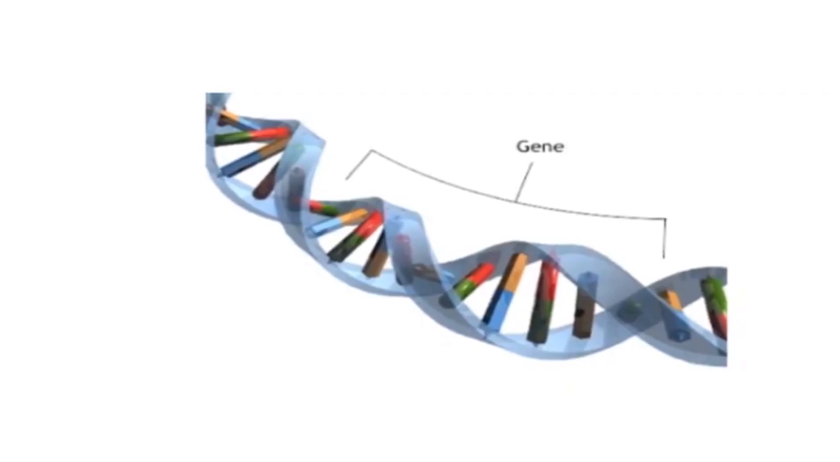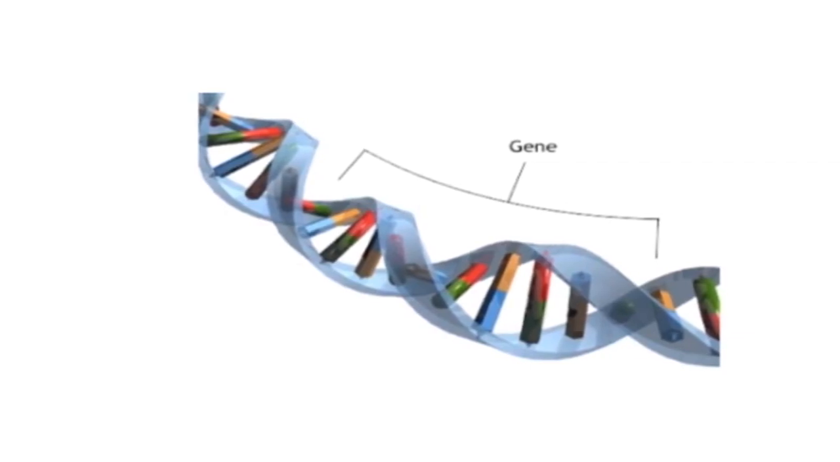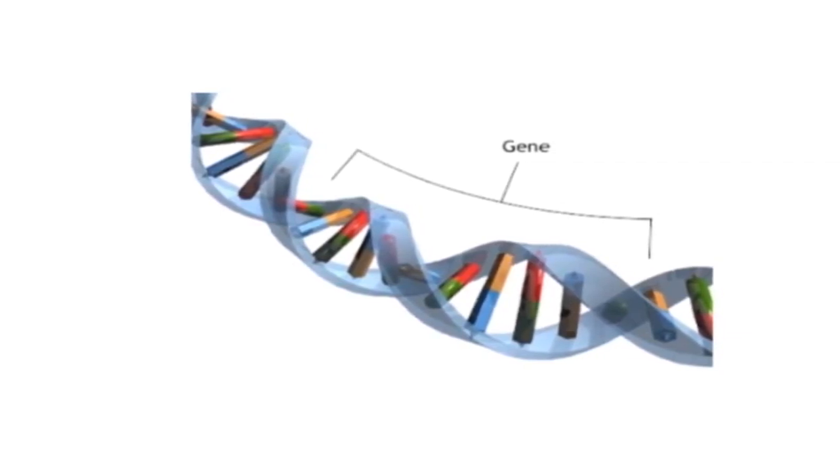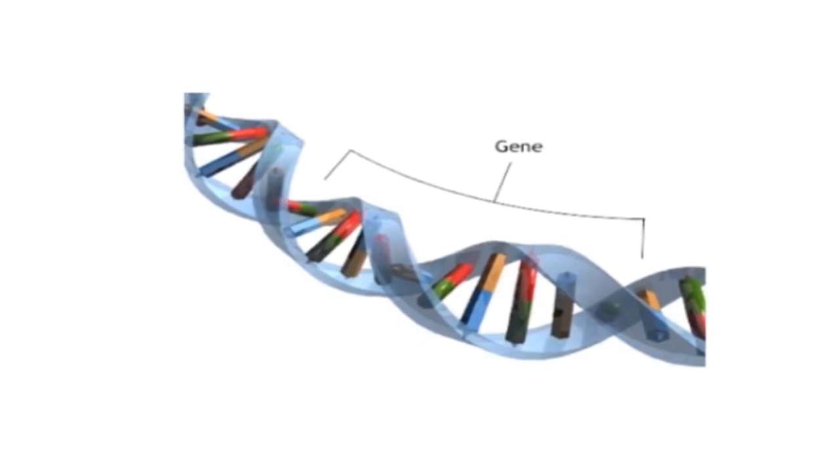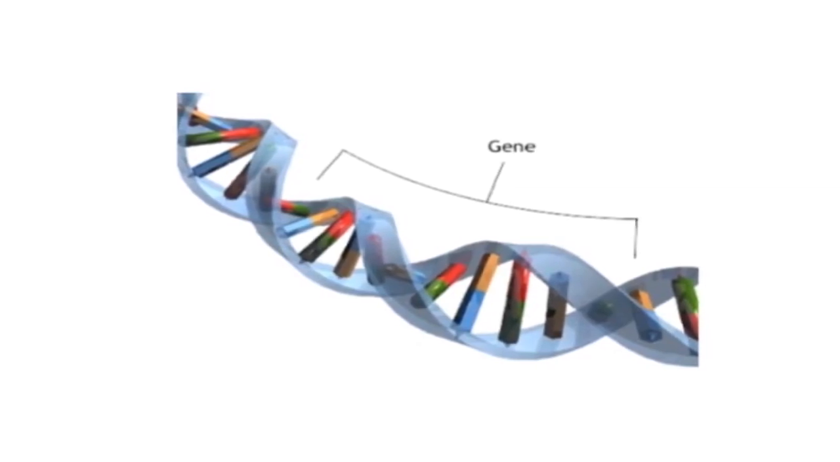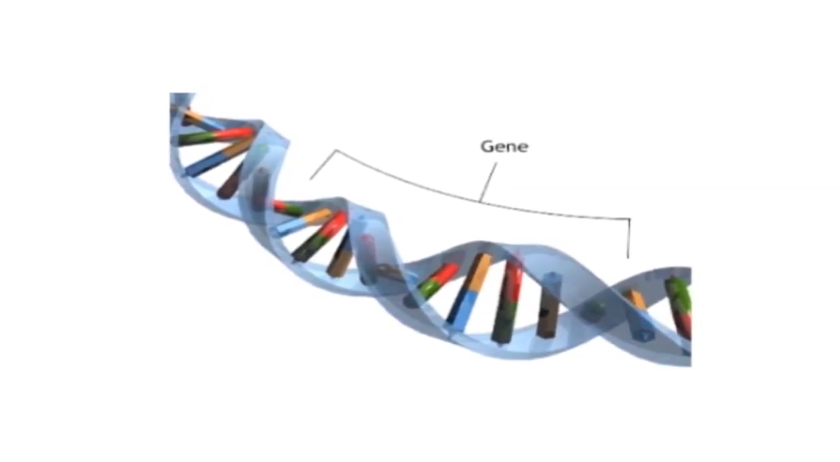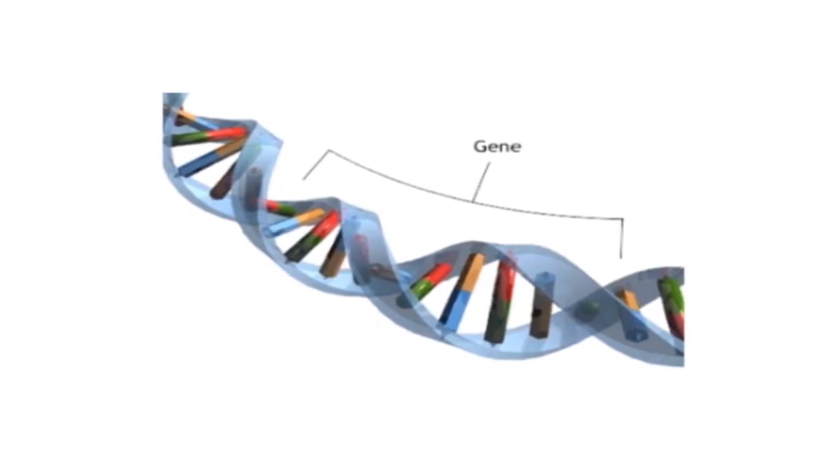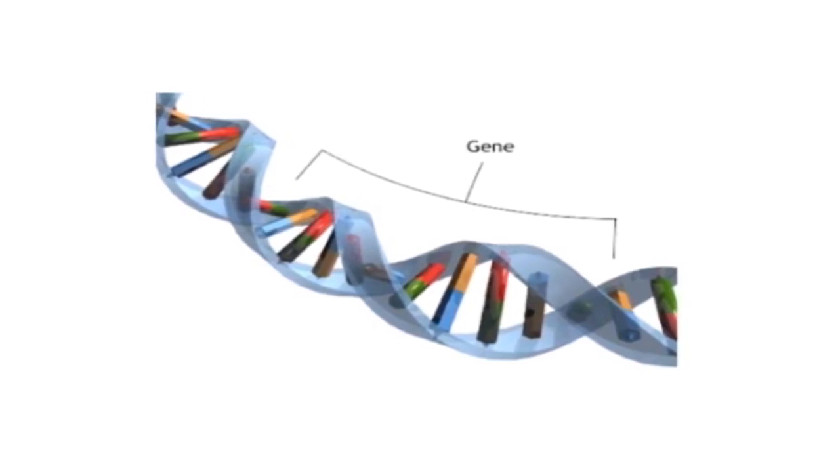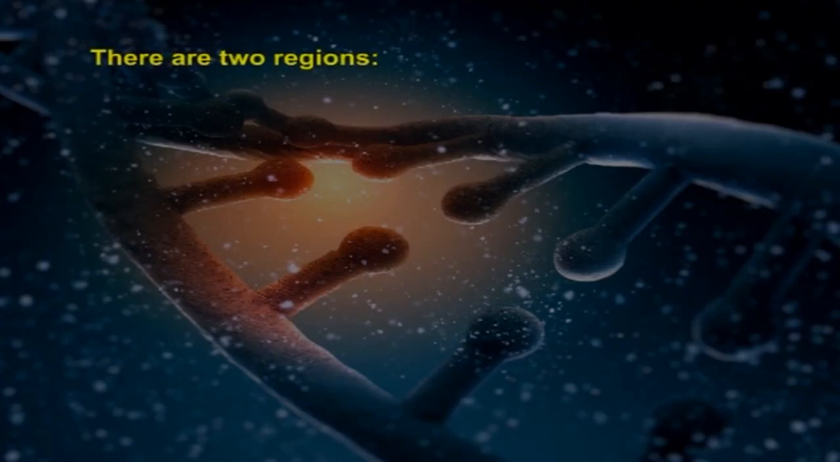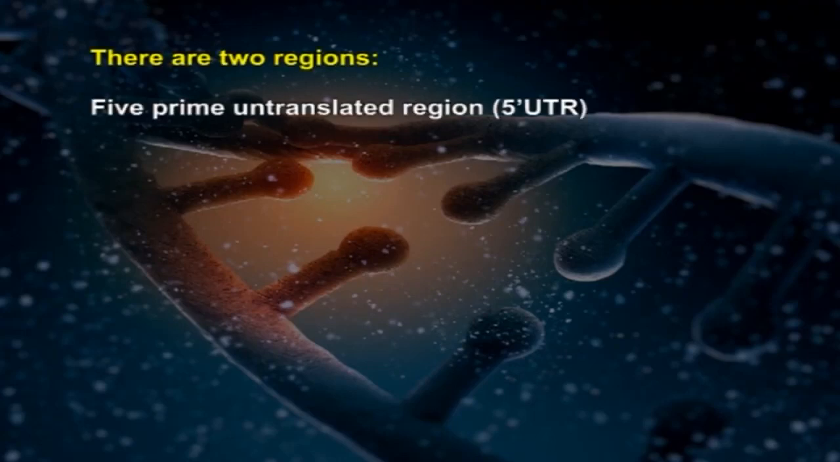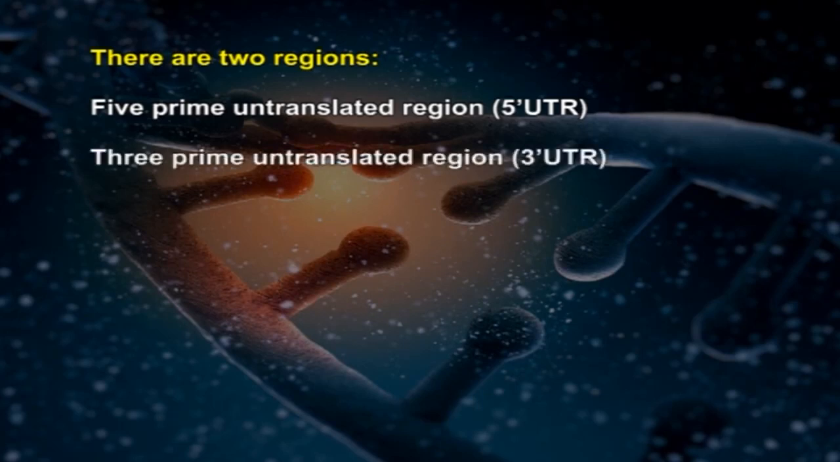At least one gene is encoded during transcription. If a transcribed gene encodes a protein, the result of the transcription will be a messenger RNA. The messenger RNA will be used to create the protein through the process of translation. There are two regions: the 5' untranslated region, shortly called the 5'UTR region, and the 3' untranslated region, called the 3'UTR region.